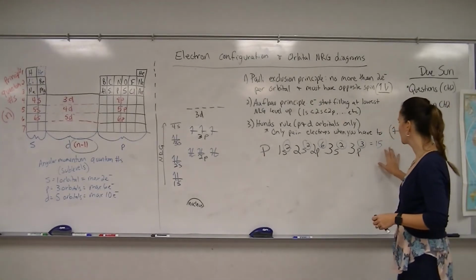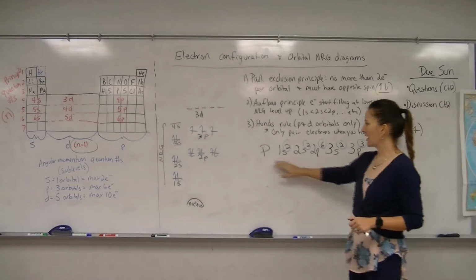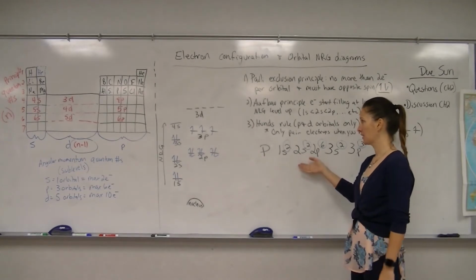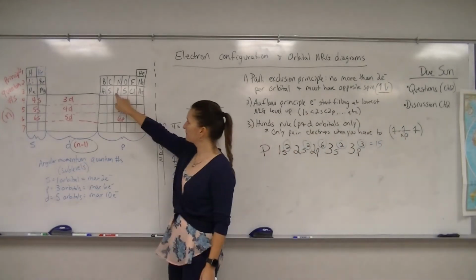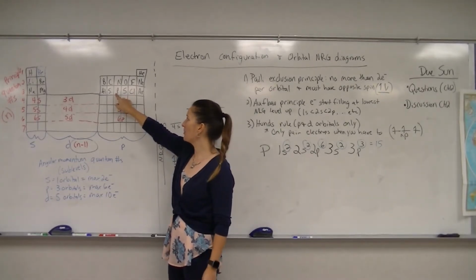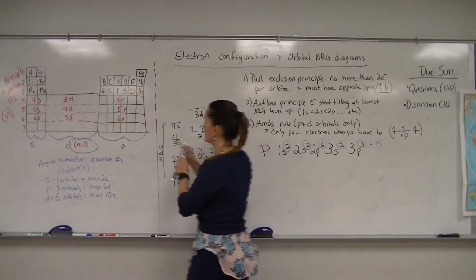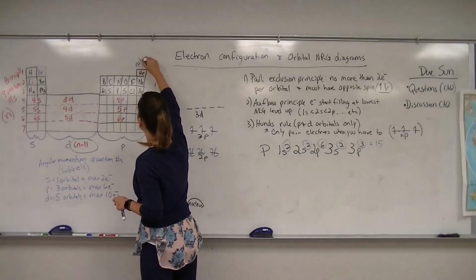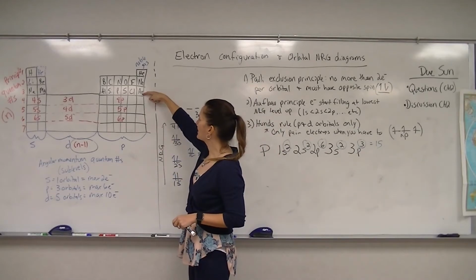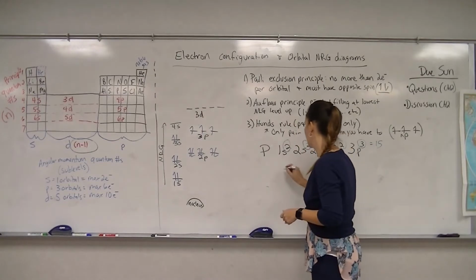For the noble gas shorthand way, we look at the noble gas in the row above the element we're writing the electron configuration for. What do I mean by that? Well, phosphorus is in period 3. So to write the noble gas shorthand configuration, I'm going to look at the noble gas in period 2. Remember, noble gases are this last row here. So what is the noble gas in period 2? It's going to be neon. Okay, so I'm going to write Ne.